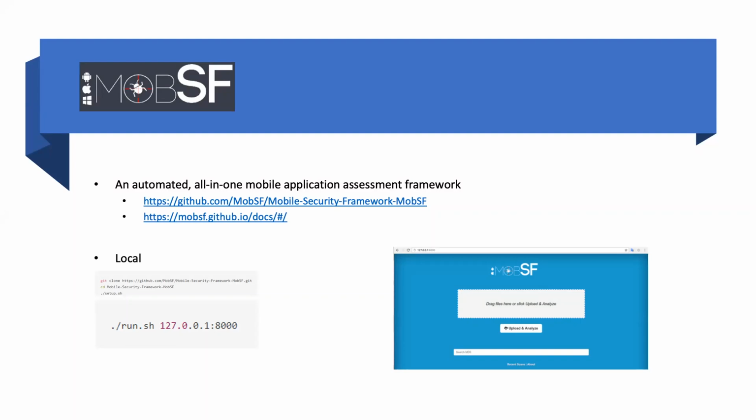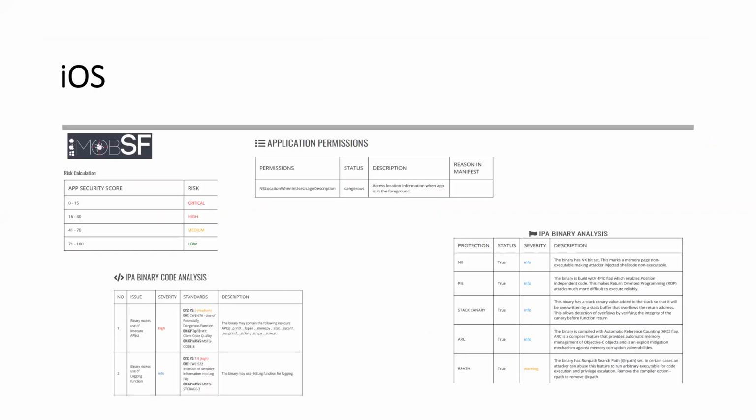Next slide, Mark. This is what the output looks like for an iOS IPA file. After the analysis is complete, it will score the application from 0 to 100, and it provides you the associated risk for each of the things it's specifically looking at.